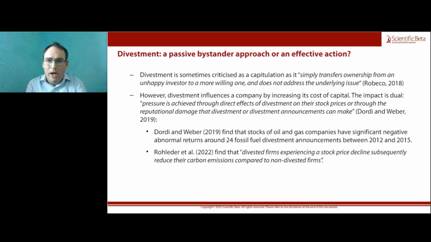One paper in particular, by Dorian Weber, is an event study. They look at fossil fuel divestment announcements, and they show that in these 24 different events that they study, there are significant abnormal returns. That means basically a shock to the price of stocks for these fossil fuel divestment announcements. And they show that this effect comes from two different sources. One is, as I said, when you sell, you shift the supply of the stock, so you shift its price.